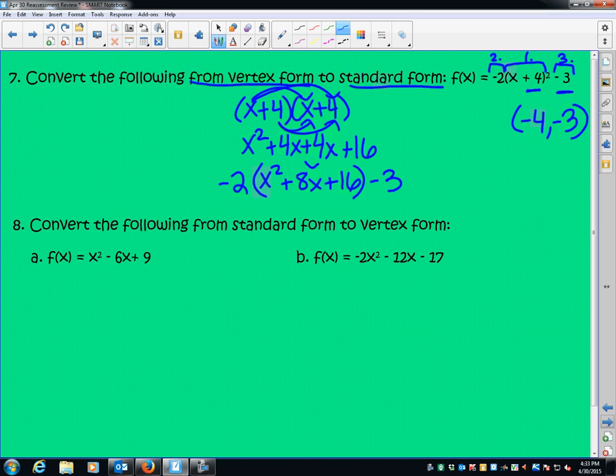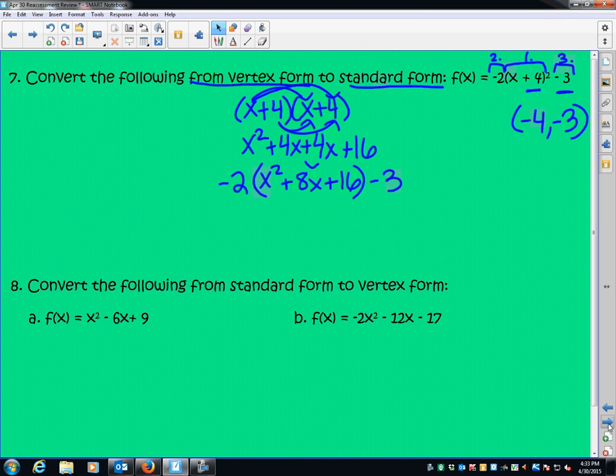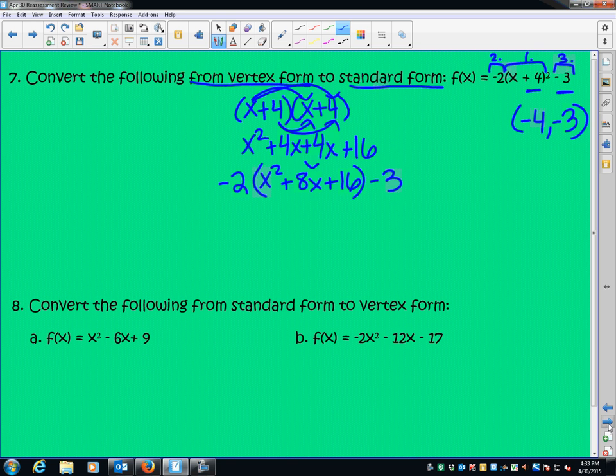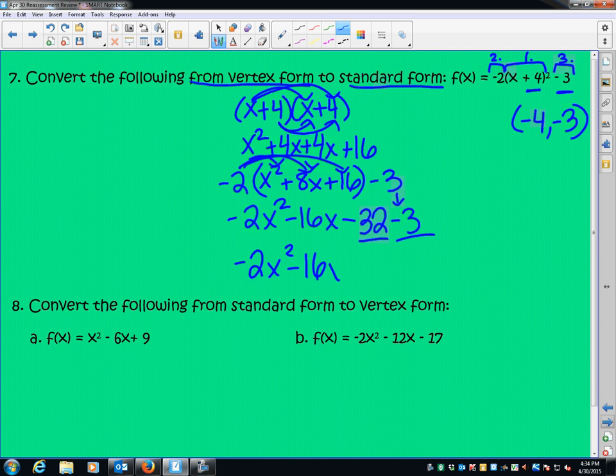You are only distributing the -2 to these 3 terms here. So -2x squared minus 16x minus 32, and then you bring your -3 down. So you only distribute the -2 to what's in parentheses, not to the -3 at the end. And then the last step is we can combine these two as like terms. So our final answer is, and don't forget your f of x equals.